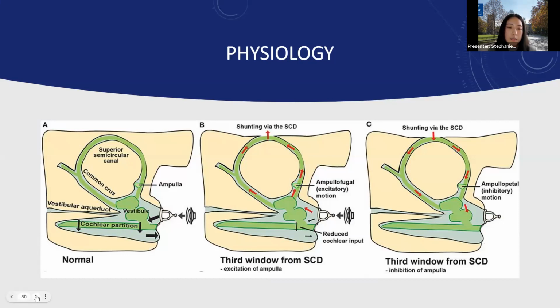Abnormal vestibular stimulation may also occur due to this abnormal opening. In the case of SCD, when the oval window is displaced inwards with sound transmission, fluid flows through the ampulla of the superior canal, and this causes excitation and stimulation and results in nystagmus and vertigo. In addition, in patients with SCD, straining or heavy lifting can also elevate intracranial pressure, which pushes on the opening and causes inhibition of the ampulla, also resulting in nystagmus and vertigo. Next slide, please.